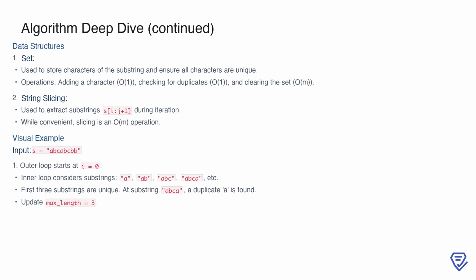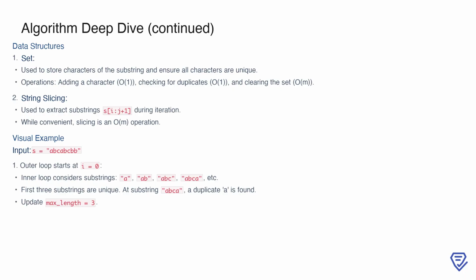To implement the brute force approach effectively, we rely on specific data structures. A set is crucial for ensuring all characters in a substring are unique. Operations like adding a character, checking for duplicates, or clearing the set are performed in constant or linear time. Additionally, string slicing is used to extract substrings from the input during iteration. While convenient, slicing has a time complexity of O(m), adding to the inefficiency of the brute force method.